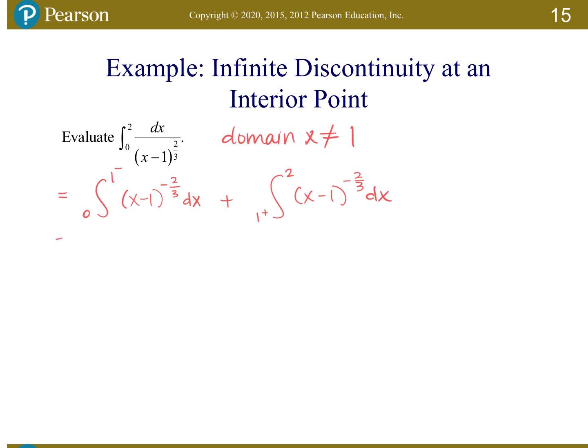So then using limits, you would replace, and you'd say, okay, this one is going to be the b limit, because it's the upper. So I'll go from 0 to b of x minus 1 to the negative 2/3. And the other one will be the a limit. So a approaching 1 from the right-hand side, and that's going to go from a to 2 of x minus 1 to the negative 2/3.